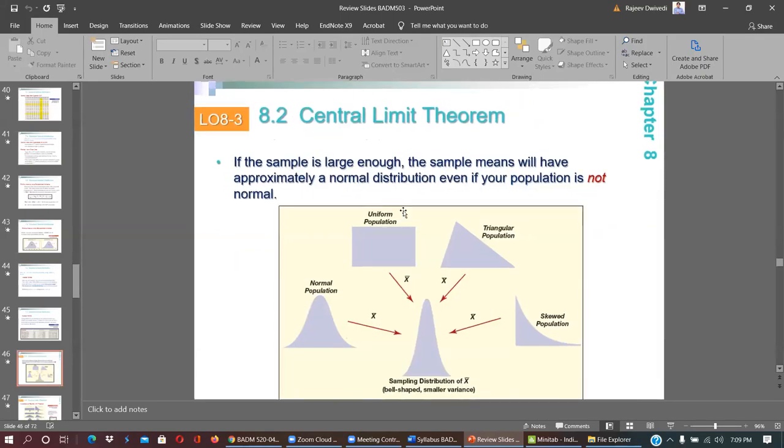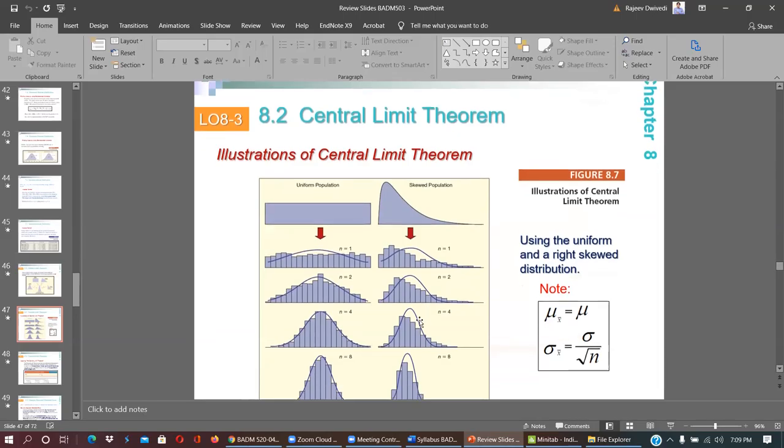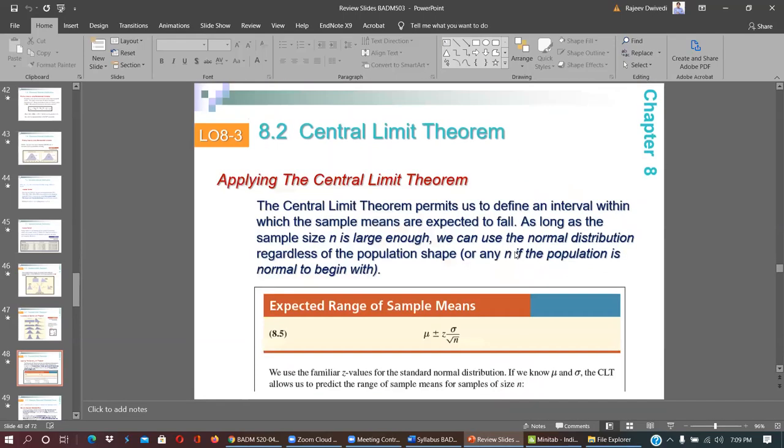Because we have covered almost all the different distributions, binomial, Poisson, triangular, exponential, different distributions that we have covered in 503. When the n value is higher, all distributions follow the normal distribution. So all distributions follow normal distribution.